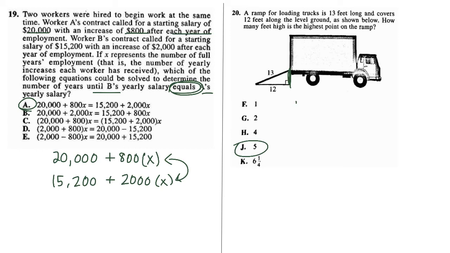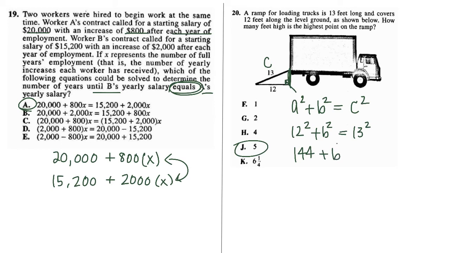But if we don't know that, we have to remember the Pythagorean Theorem, a squared plus b squared equals c squared. A and b, it doesn't matter, but this side over here across from that right angle, that's always going to be c. So we have 12 squared plus b squared equals 13 squared. So we have 144 plus b squared equals 169. And so here we have b squared equals 25. And if we take the square root, b is 5.